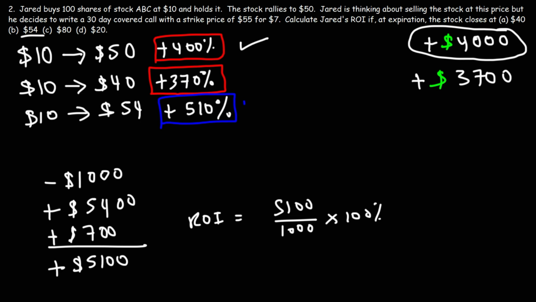So this is better than selling the stock at 50, because you never know if the stock is going to continue to go up or if it's going to go down. So here it went down, his return was still close to 400%. Here it went up, his return is much higher than 400%.